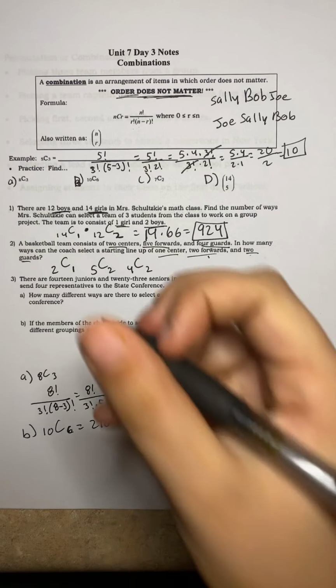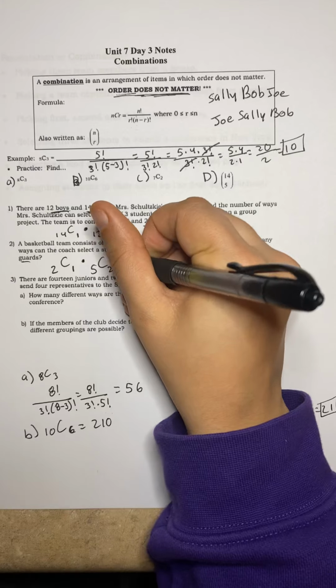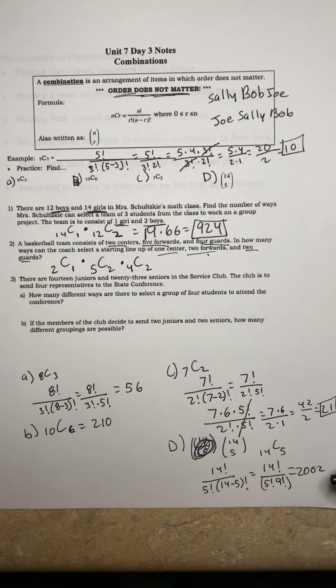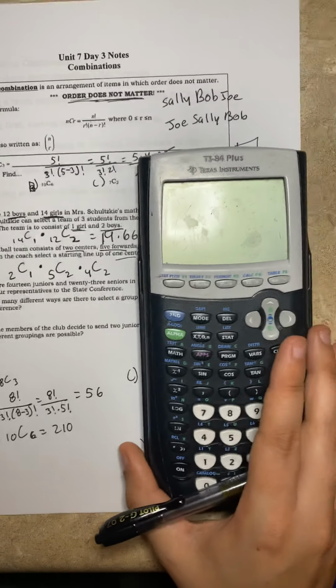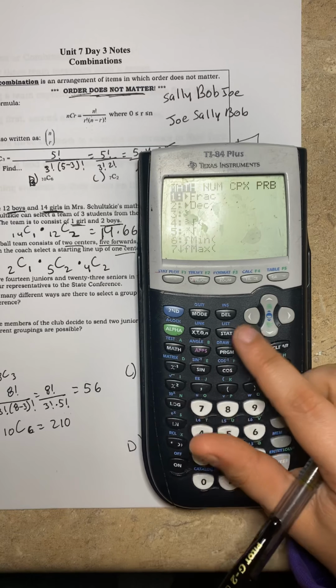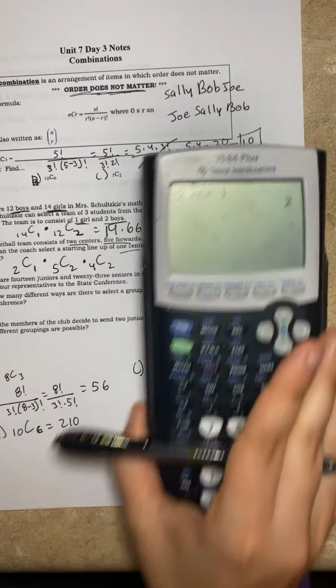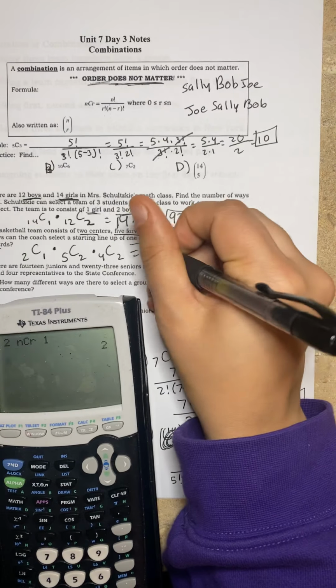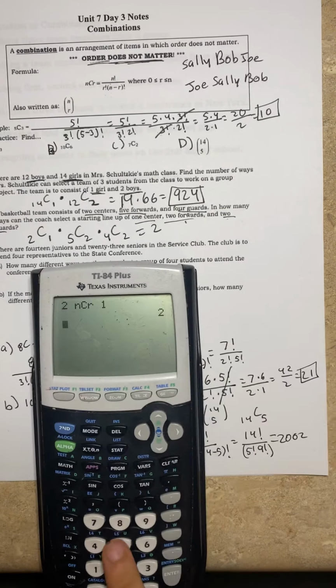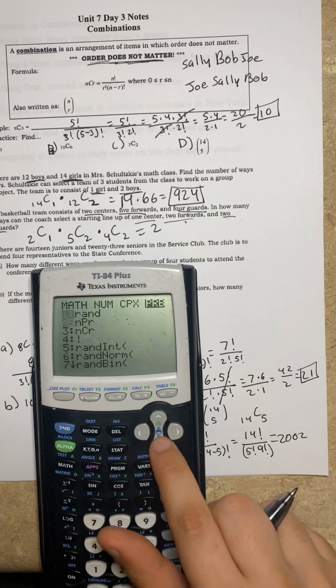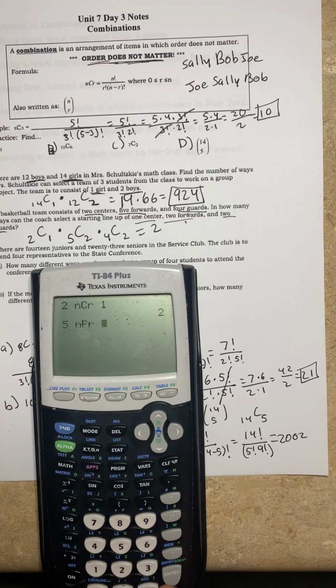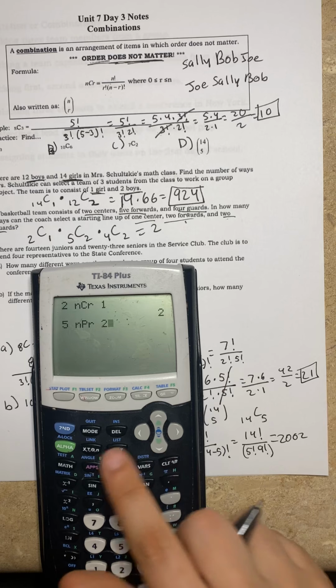Okay? So that means we're going to have 3 different things here, and we're going to multiply all 3 of those numbers together. So we have 2, math. We want to choose 1, and that's going to be 2 combinations there. We have 5 forwards, and we want to choose 2 of them. Oops, I hit the wrong option.